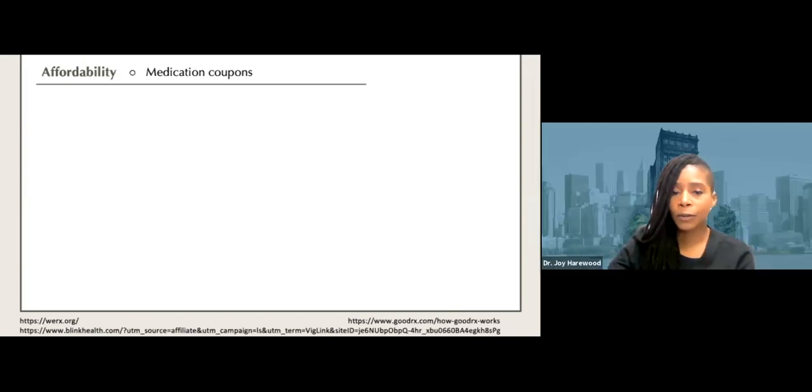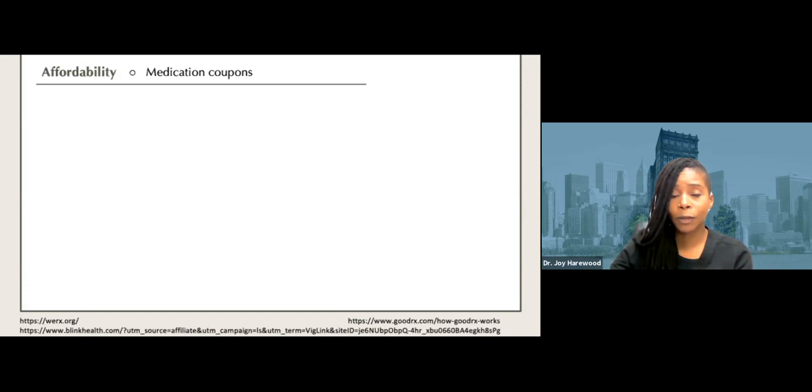It's also important to note, and I think most of us will already know, if you prescribe a 90-day supply, it's actually going to be less expensive in the long run than prescribing a 30-day supply for your patients. So consider doing that if patients don't have good access to care. Now, medication coupons, the GoodRx, Blink Health, and WeRx, I used frequently when I was in Staten Island.